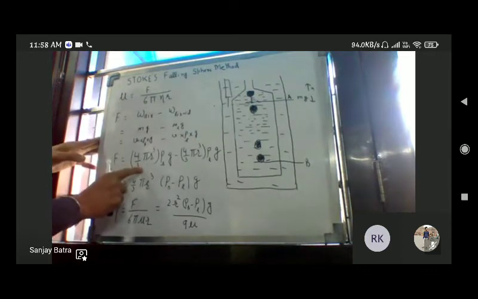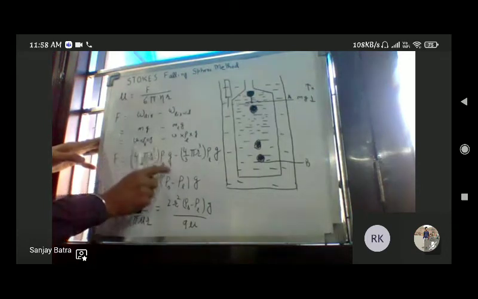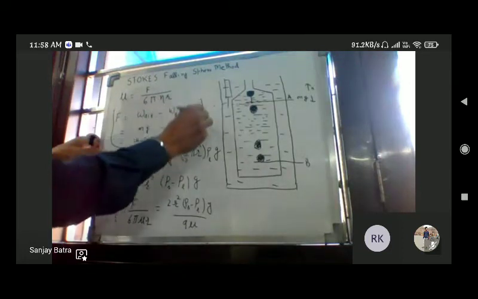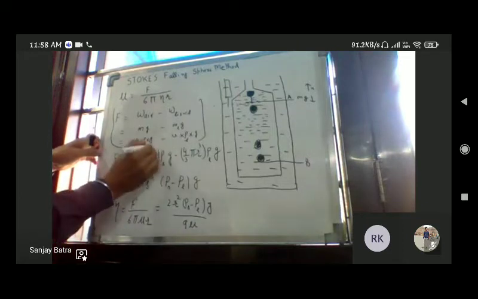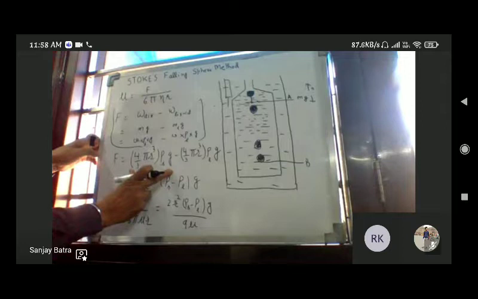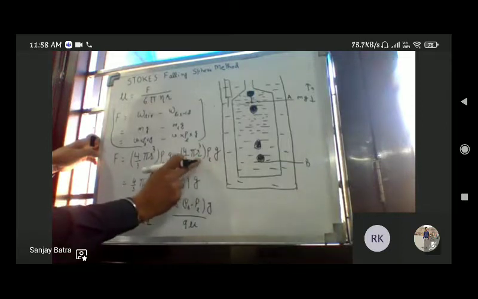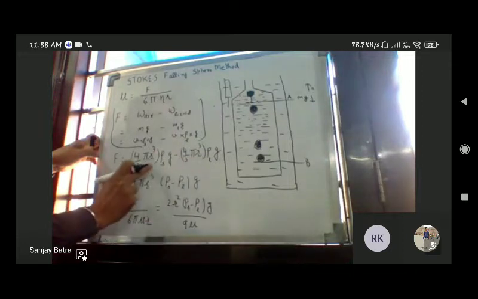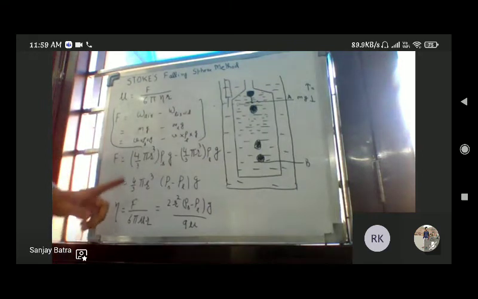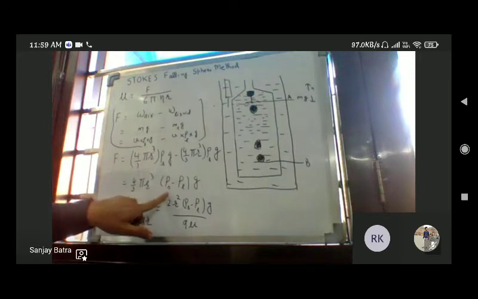Volume is equal to 4 by 3 pi r cube. Rho is again density and this is again g. Aapki book mein ye shuru ke teen formulae nahi diye hue hain, ye wale teen. Yahan se shuru ho raha hai. It states that this is the mass of the sphere in the air, this is the mass of the sphere in the liquid. This is volume into density, that becomes mass, and g is common. Again we take 4 by 3 pi r cube common out of this, so this will come.